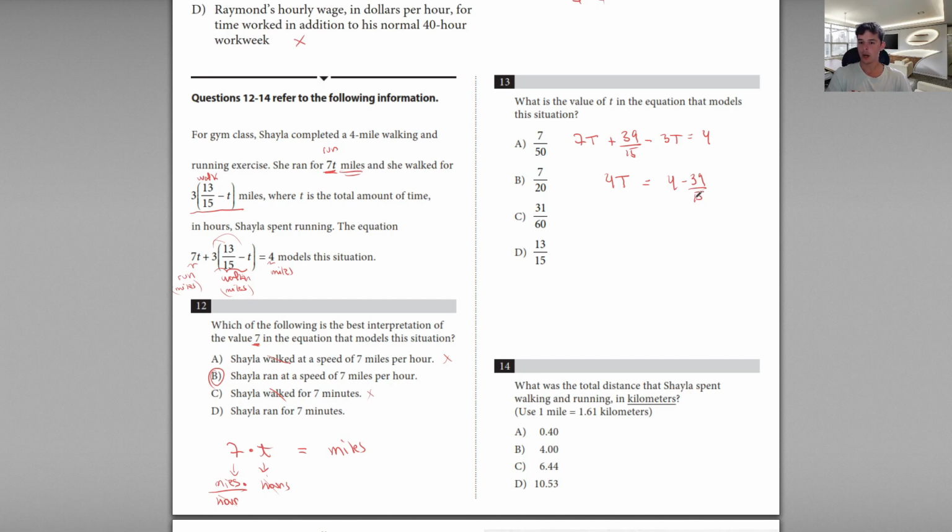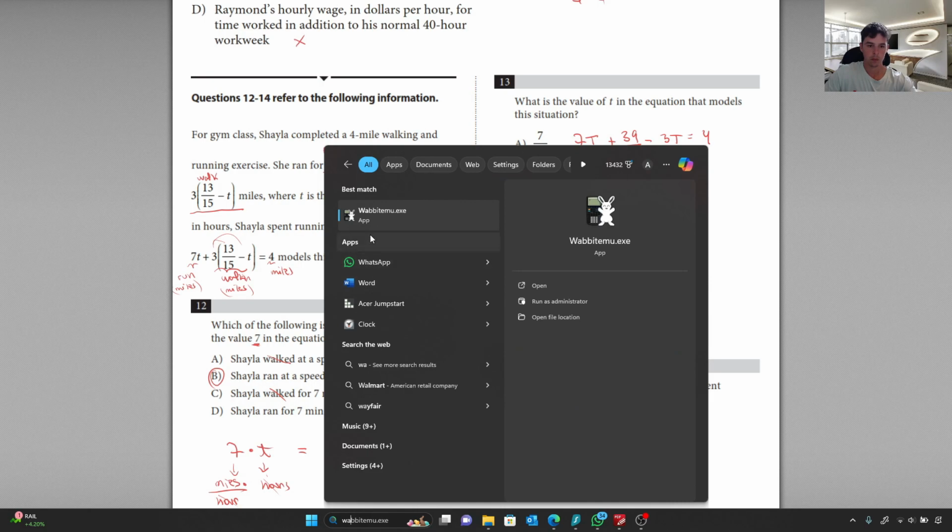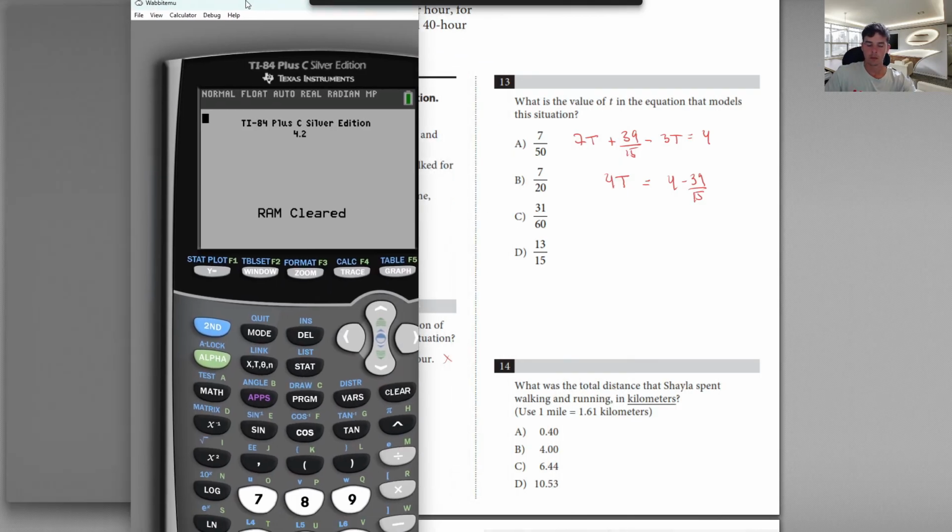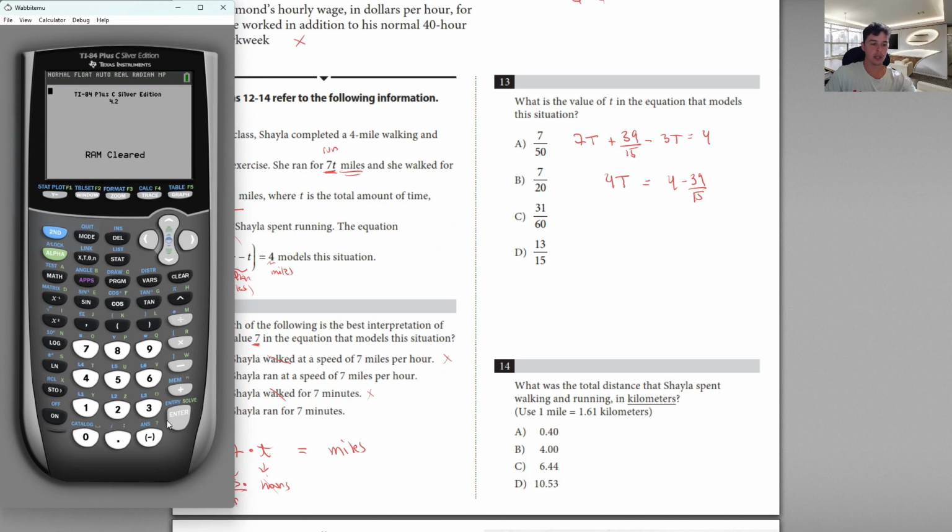We can always do this in the calculator. Let me show you how to do this if you need it. If you don't feel like doing fractions on the test, even though I advise you to understand how to do fractions, you can always do 4 minus 39 divided by 15. This is going to give you 1.4. So 4t equals 1.4. So you know that t equals 1.4 divided by 4.